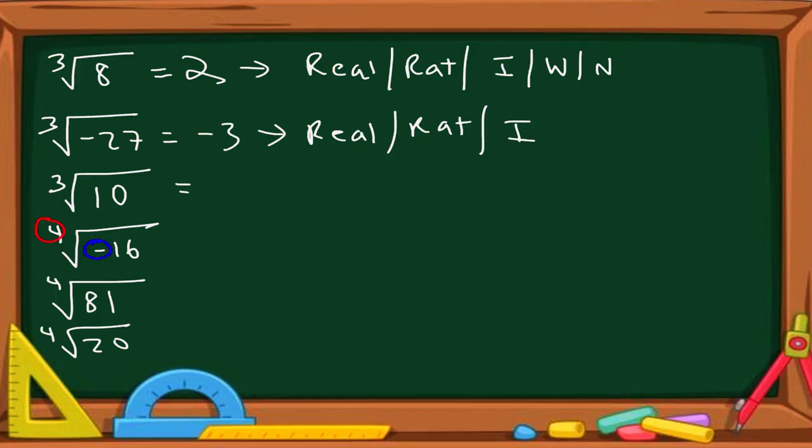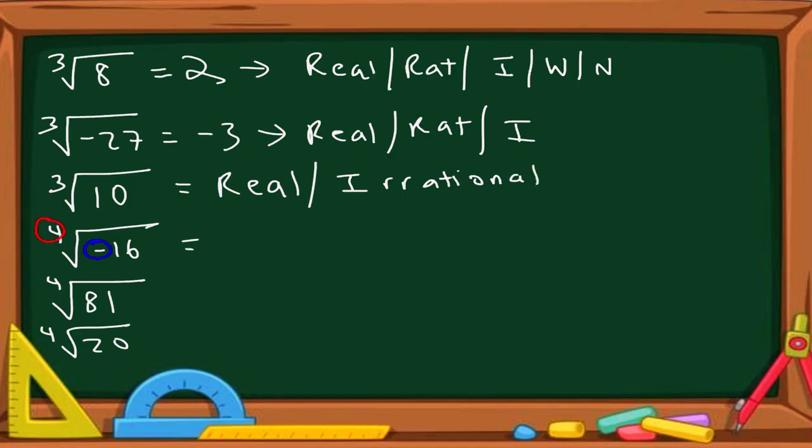Now, what about the cube root of 10? Well, that's a positive number, so it's going to be real. Is it rational or irrational? The cube root of 10 doesn't simplify into a nice integer. If you type in 10 raised to the 1/3, which is equivalent to the cube root of 10, this is going to be 2.154434, and it keeps on going. So this is going to be irrational.